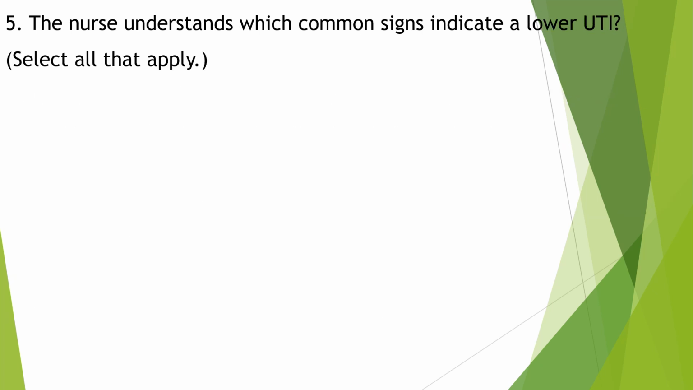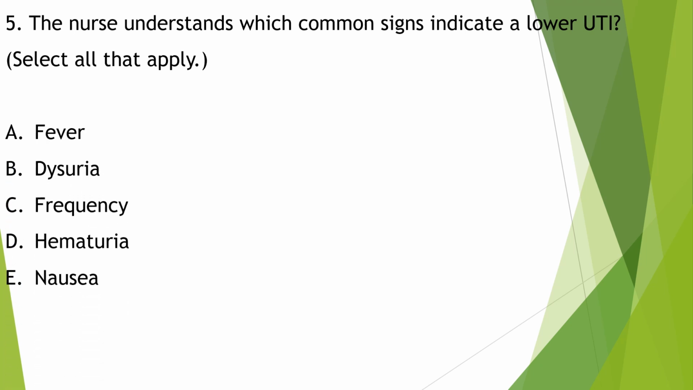The nurse understands which common signs indicate a lower UTI: fever, dysuria, frequency, hematuria, nausea. Nausea and fever are signs of upper urinary tract infection. So the other symptoms like dysuria, frequency and hematuria are common in lower urinary tract infection.